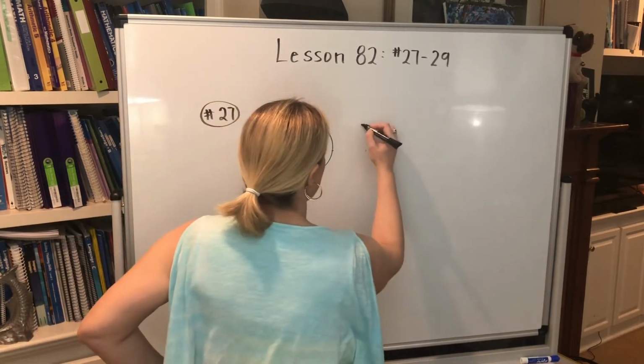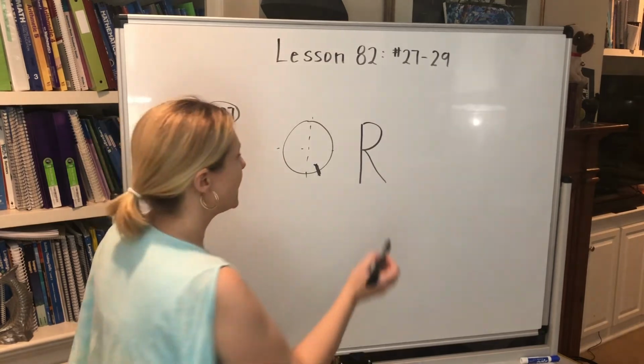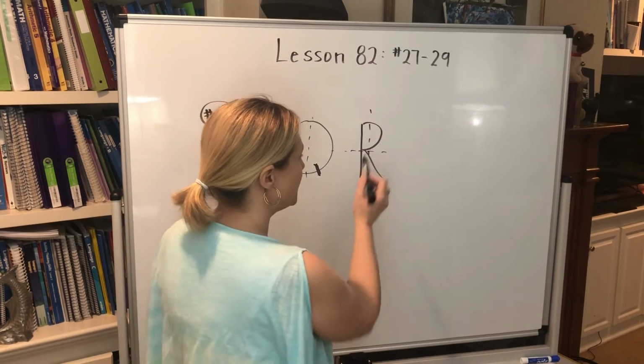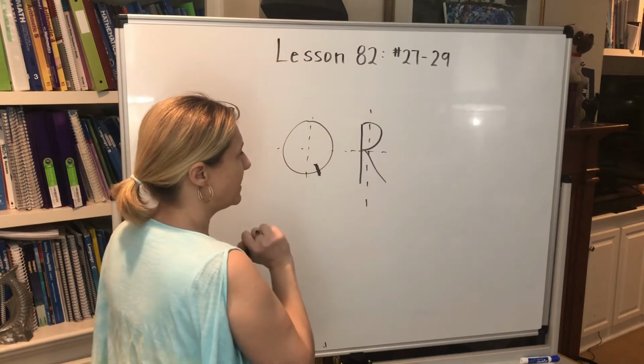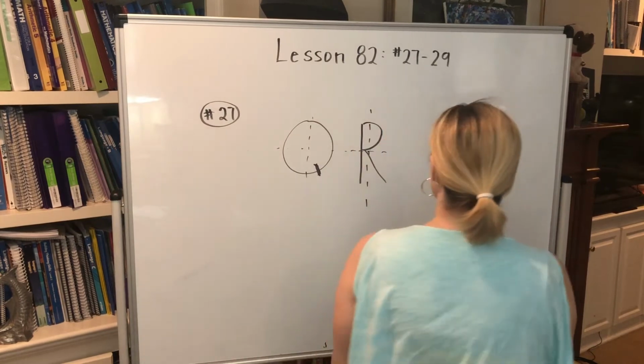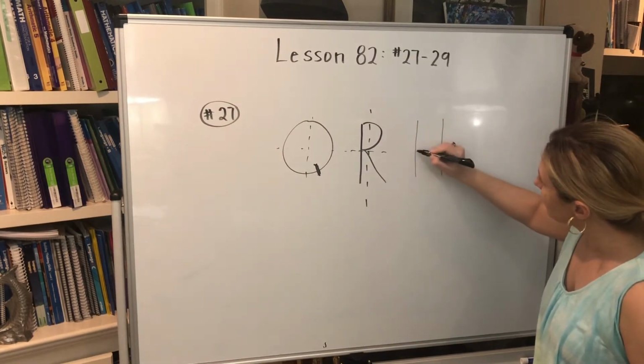Then we have an R, okay, and R is not symmetrical either. It's not symmetrical this way or this way. So it's different on both sides every single way that we try it. Okay, your next letter is an H.